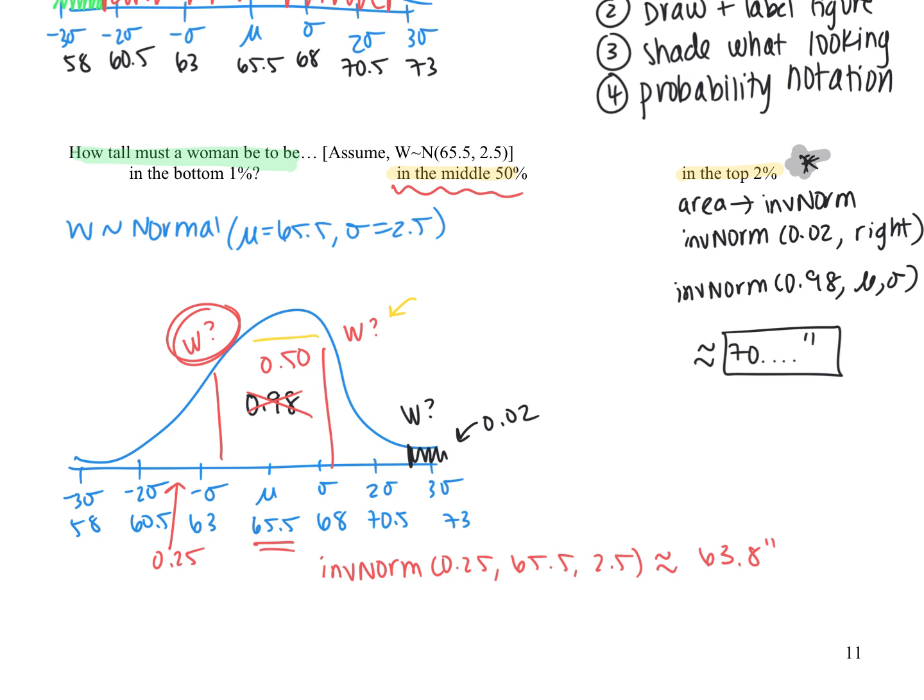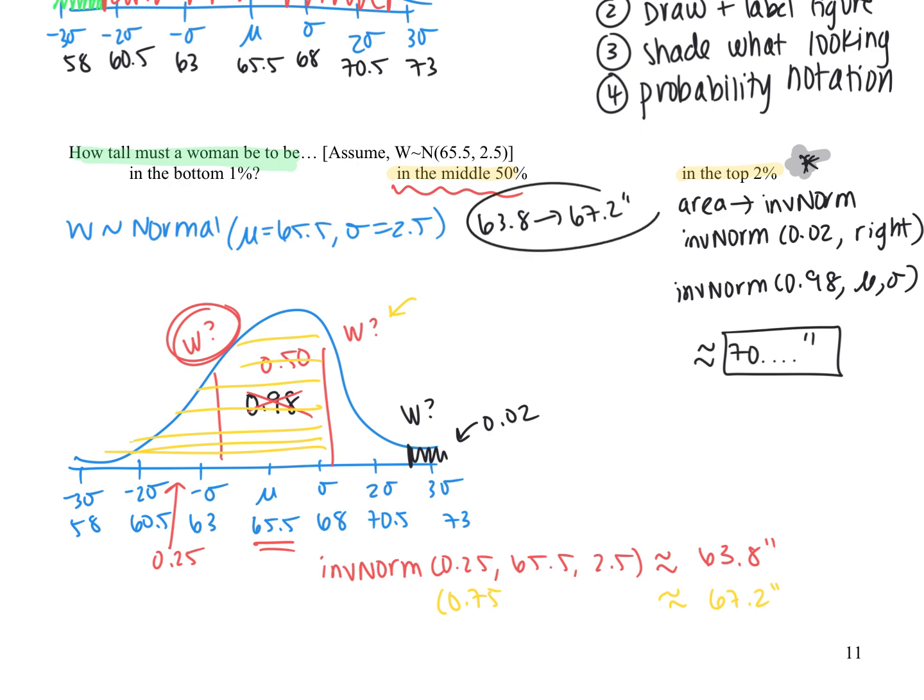So that one we have to figure out what is the data below it, because the calculator only does the data below it. And this time we're taking 75%, right? Because we have this 50% and this 25%. So if I did inverse norm this time of 0.75, I would get an answer of about 67.2 inches. So for a woman to be in the middle 50% of heights in terms of women, she would need to be between 63.8 and 67.2 inches.